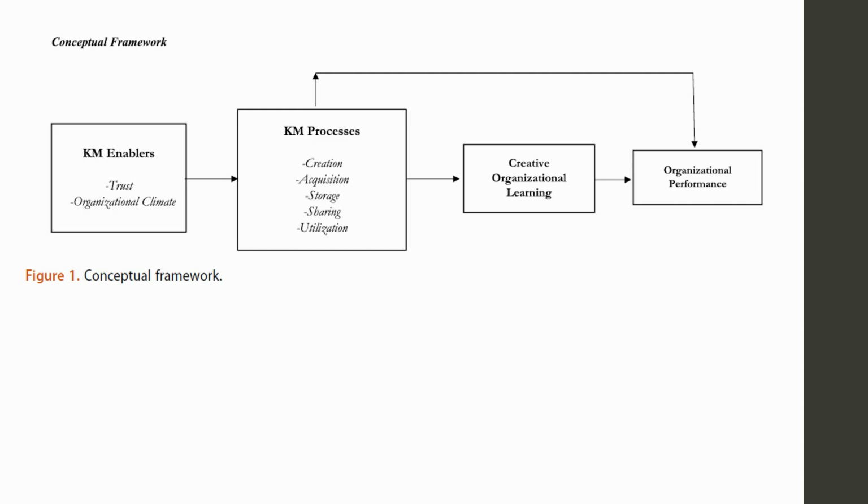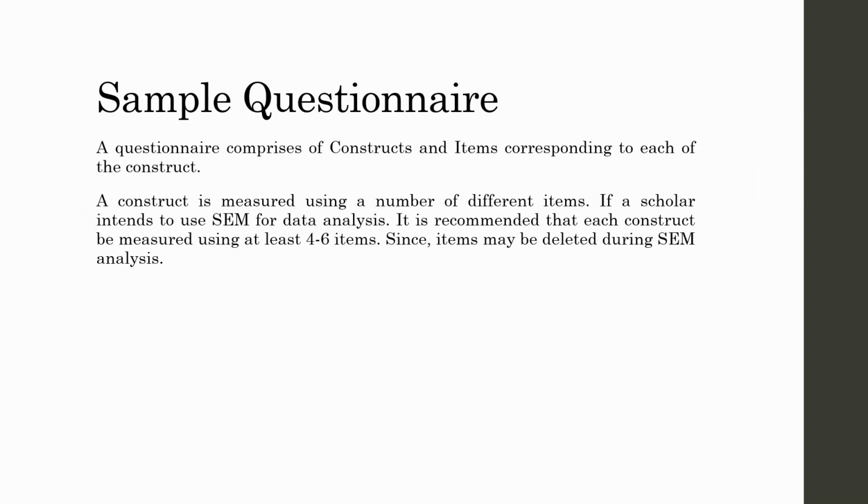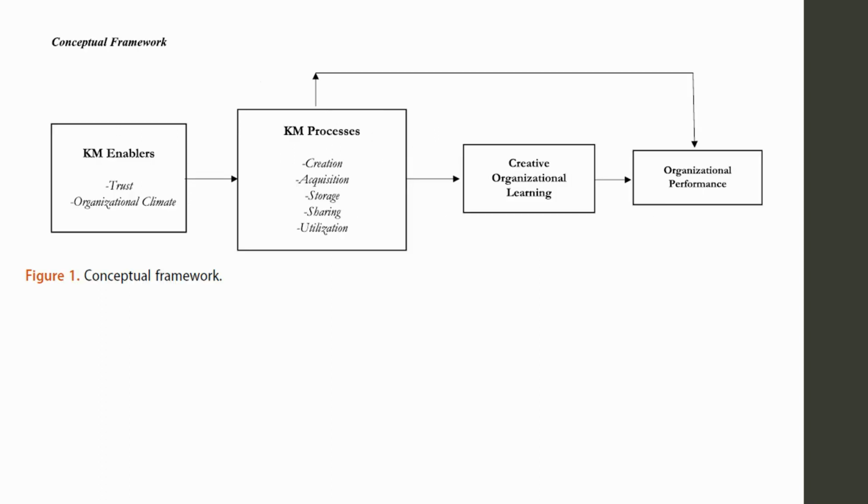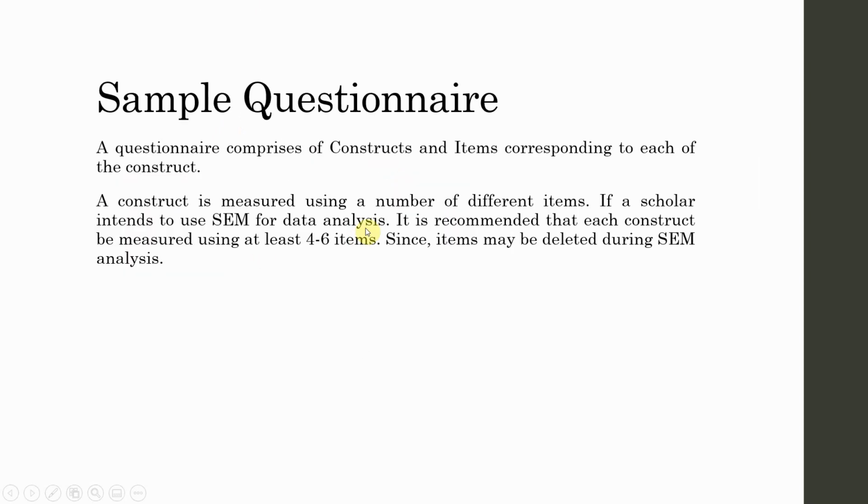Before we move on and understand how we will go about analyzing such models, let's say I've got a sample questionnaire as well. So I'm just going to show you. Every single questionnaire that we have will have these constructs, and items will be used to measure these constructs. A questionnaire comprises constructs and items corresponding to each construct. A construct is measured using a number of different items. If a scholar intends to use CB-SEM for data analysis, it is strongly recommended that each construct be measured using at least 4 to 6 items, since in CB-SEM items do get deleted.